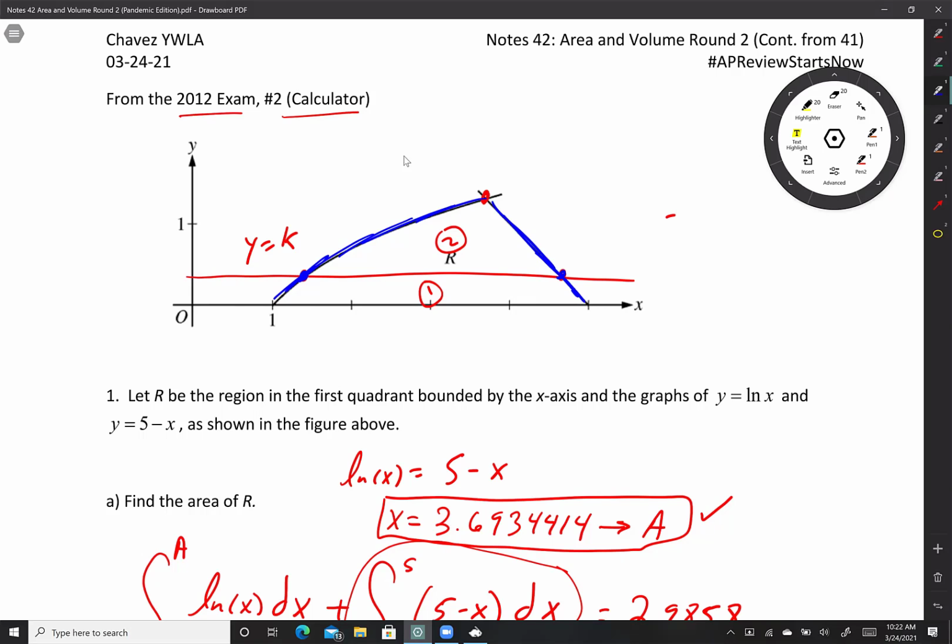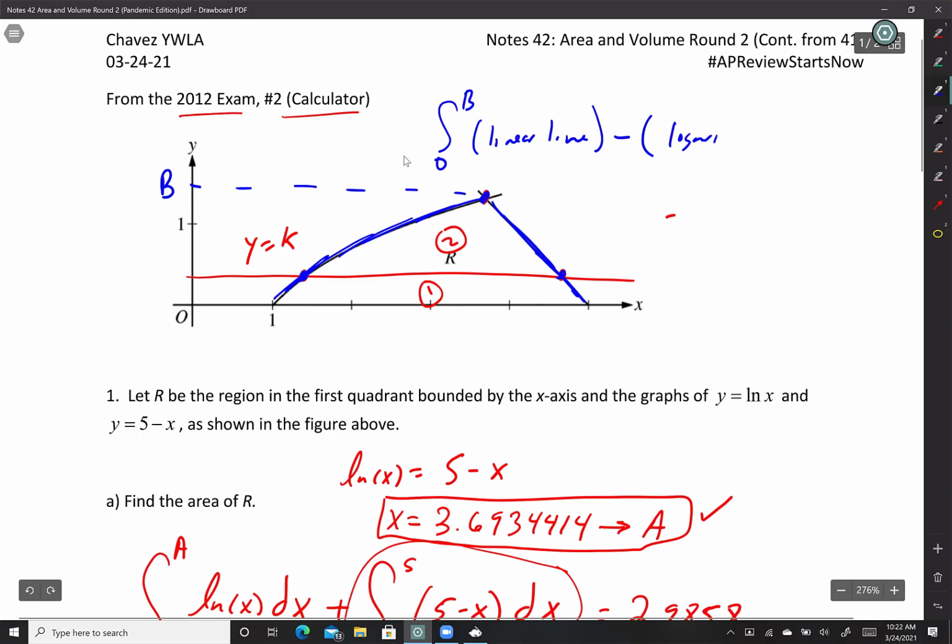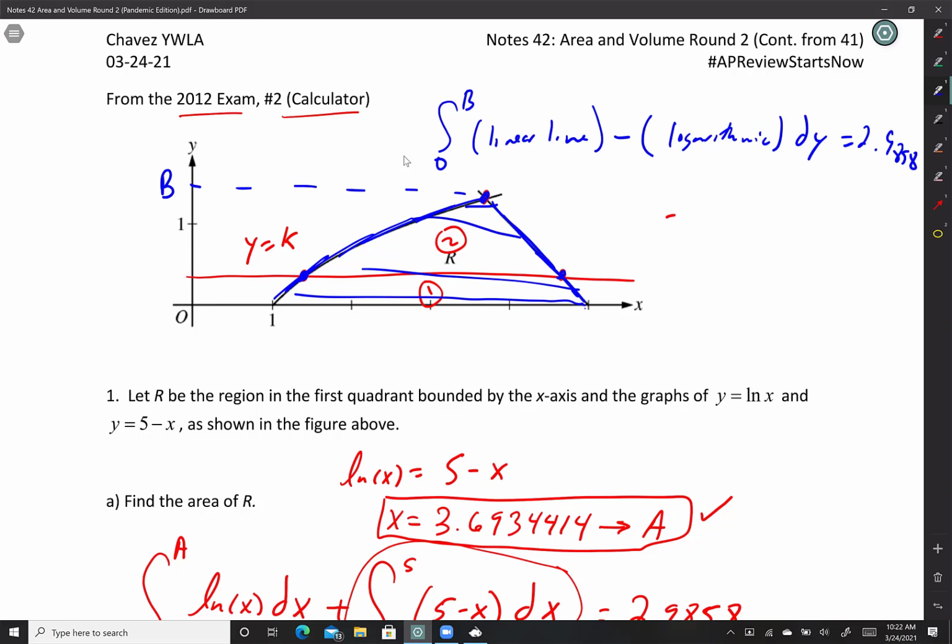So what I'm trying to say is this. The integral, and I already used letter A, so I'm going to call that B. So the integral from 0 to B of the linear line minus the logarithmic, of dy, is equal to 2.9858. Just if I were to integrate with respect to y, from 0 to B. Which I could have done that for letter A if I wanted to. Does that make sense?